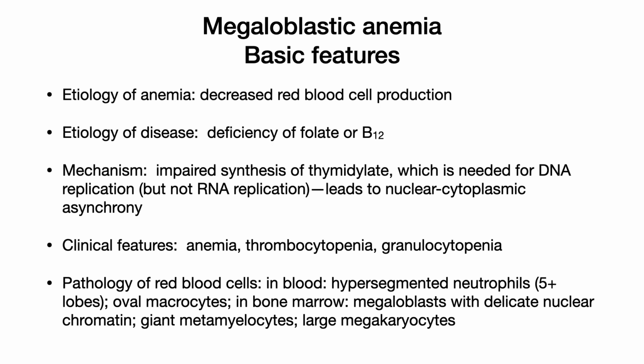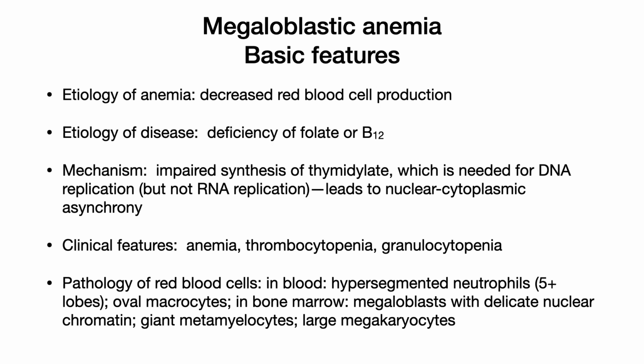So you'll get this nuclear cytoplasmic asynchrony because the DNA production can't go at the rate it's supposed to, but the RNA can. They are asynchronous. I think it's just kind of neat to understand that. So the clinical features: you can see anemia, but also thrombocytopenia and granulocytopenia. I think usually when people think of megaloblastic anemia, they only think of the red blood cell component, but it plays a role in the other ones. They're just not affected quite as much.